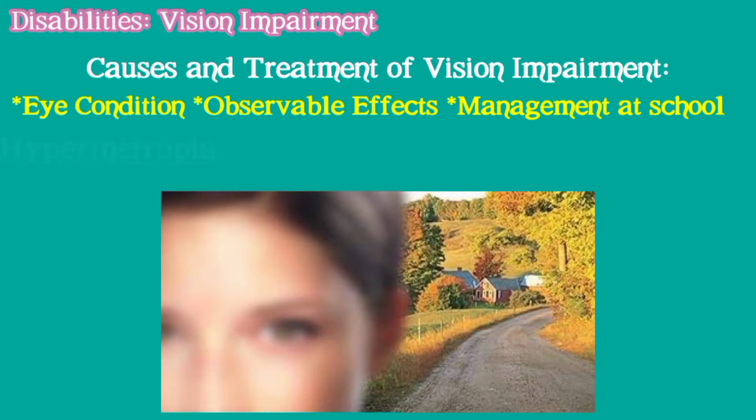Next is hypermetropia, which is long-sightedness. I had a classmate before who is far-sighted. The observable effect is eye strain, and reading glasses are needed. Yes, she wears eyeglasses. Maybe this is one of the best ways for us students to wear eyeglasses. The management at school is that no special management is needed if the child wears glasses.